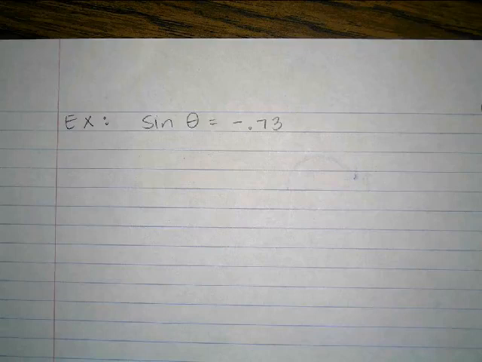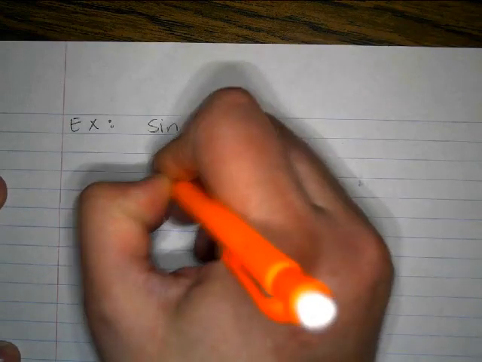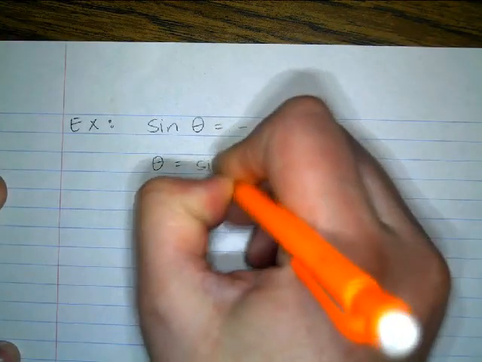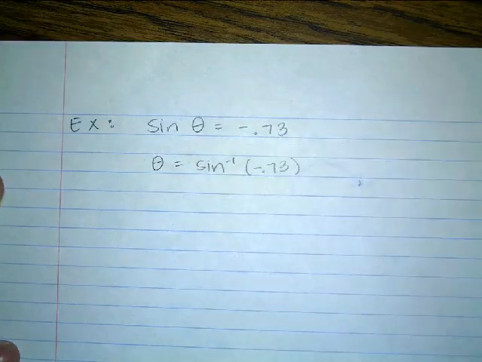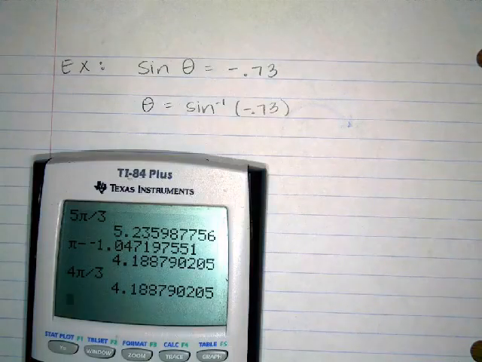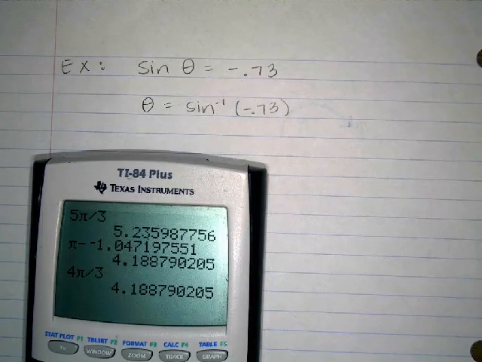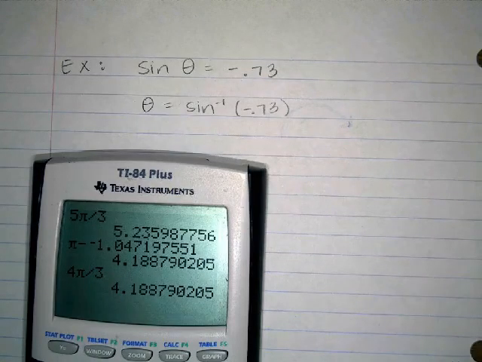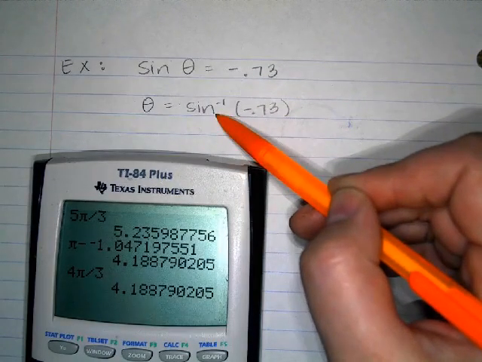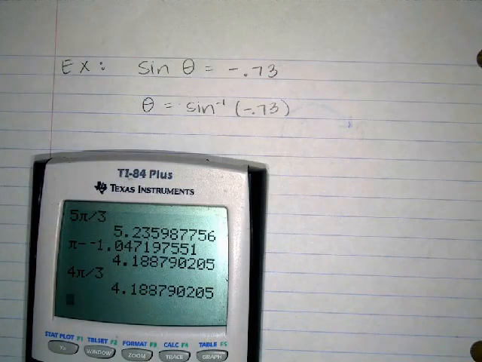Inverse, okay, so theta equals sine inverse of negative 0.73, and what sine is the first answer going to be? I already know, is it going to be positive or negative? It's going to be negative. This is a negative decimal, so it's going to give me a negative answer because this is a negative y-coordinate. So negative y-coordinates go down. Our two angles are going to be in quadrants 3 and 4. Negative y-coordinates mean we're going to have answers in quadrants 3 and 4.